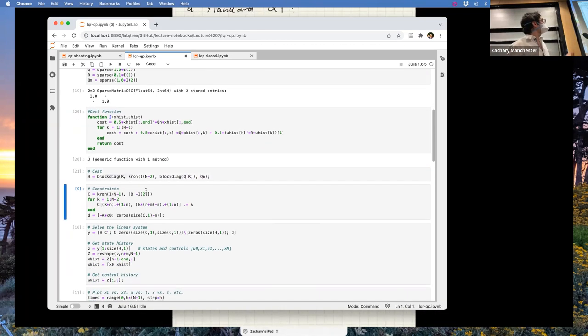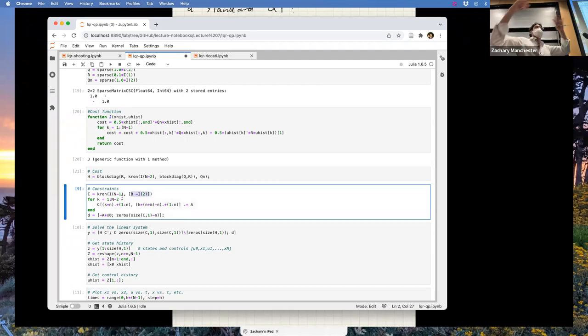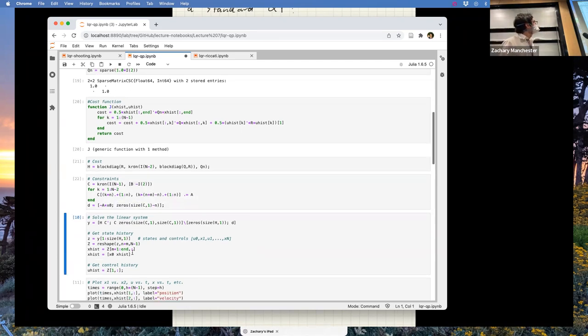Okay, so here's that big constraint matrix. The first row is weird because x1 isn't a decision variable, so it's just B, minus I. But after that, it's A, B, minus I, A, B, minus I, all the way down the matrix, to glue together all the time steps. And then that d vector is just minus A times x naught, then zeros. So this is exactly what we wrote down before.